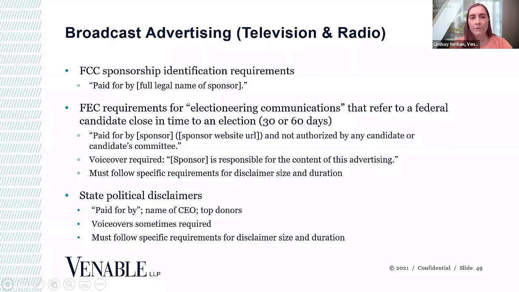And then finally, I wanted to just mention quickly that state political advertisements may also have other types of disclaimer requirements. You might have to include the names of your top donors, you may have to include the name of your CEO. They may have voiceover or other disclaimer requirements as well.